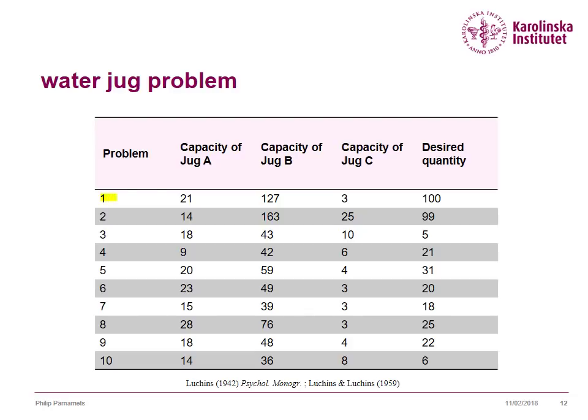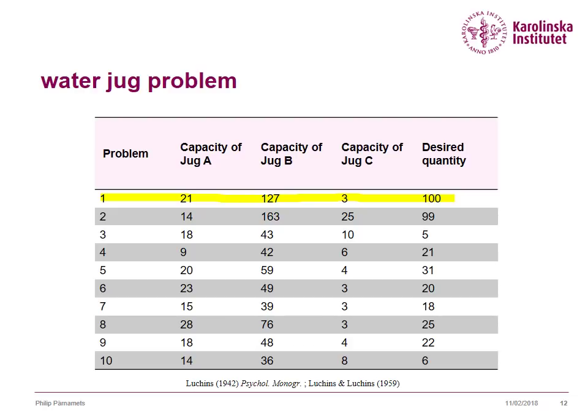So if we consider the first problem here as an example, the idea is that they have a jug A with 21 liters capacity, a jug B with 127 liters of capacity, and jug C with a capacity of 3 liters. And the idea is to get 100 liters into one of the jugs. And hopefully you can see the solution fairly simply.